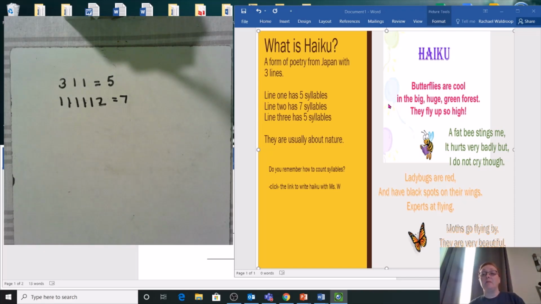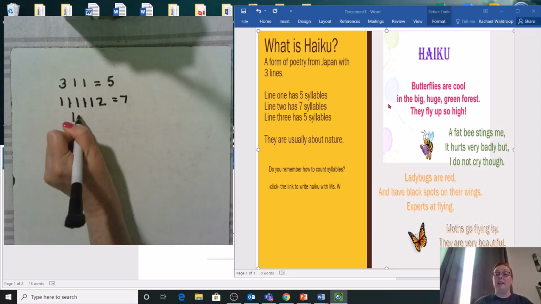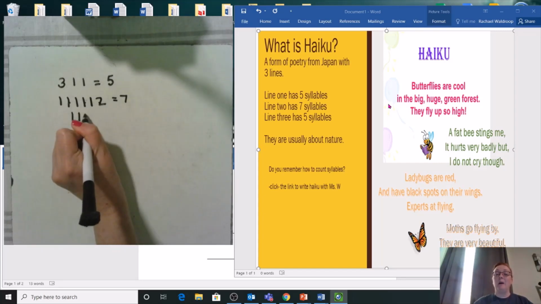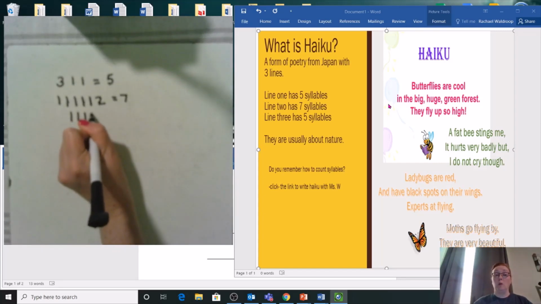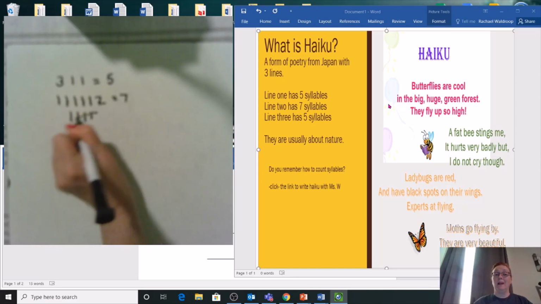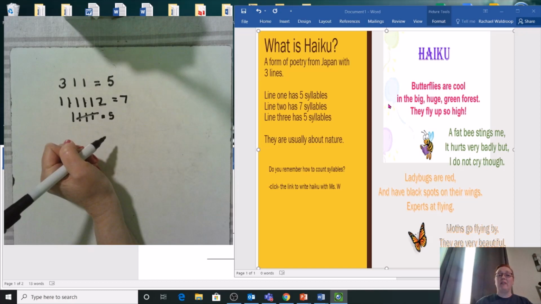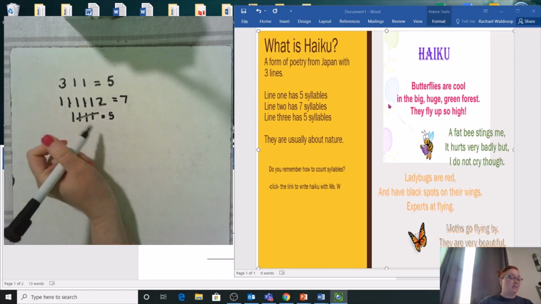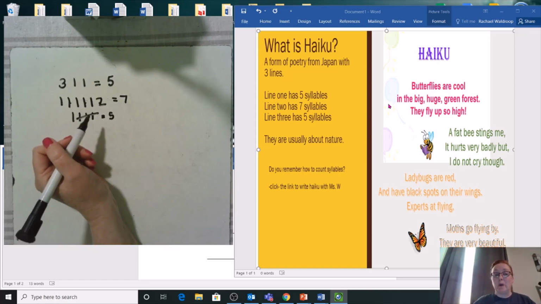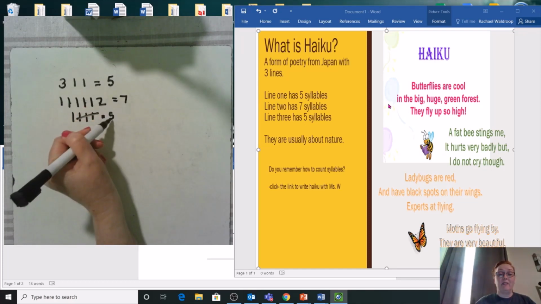They fly up so high. Looky there. 5 right there. So we've got 5 syllables in the last one. I just did tick marks on that one. So 5 syllables. 5, 7, 5.